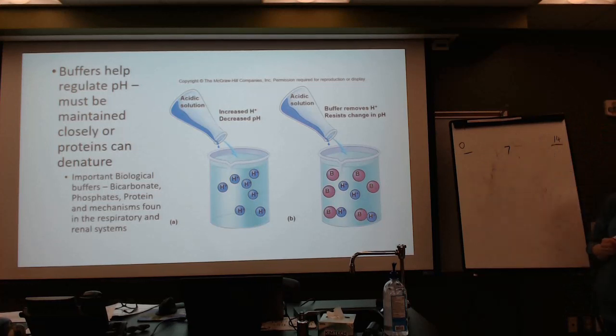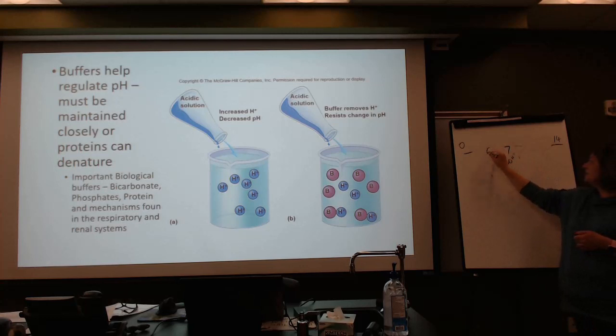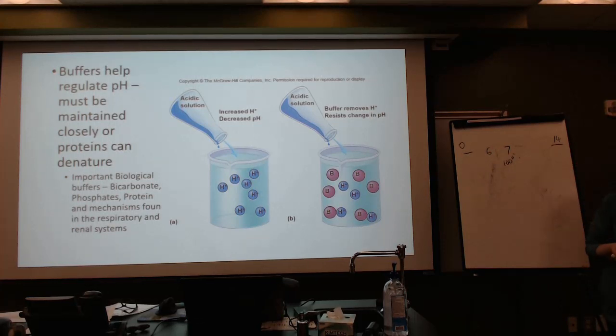So let's say at 7, I have 100 H pluses that are present. If I go from 7 to 6, it's increased by that factor of 10. So 10 times 100, I'm now at 1,000 H pluses. Is everybody following me?